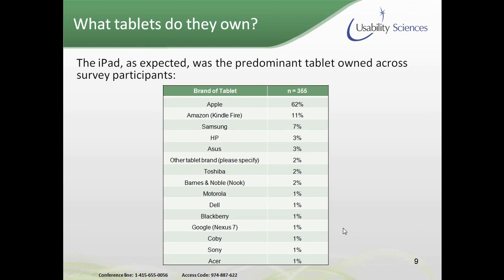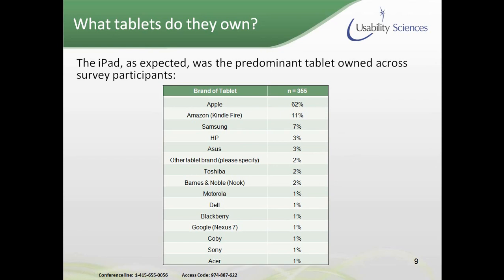The interesting thing here is that Google Nexus 7 has gotten lots of great reviews, but it is pretty new on the market, and that's why those numbers are kind of low. It'll be interesting to see where that tablet ends up as more and more people hear about it and take advantage of it. Another interesting metric here is that the Amazon Kindle Fire had 11% ownership, whereas the Nook, which many consider to be the direct competitor of the Kindle Fire, was only 2%. So Kindle Fire right now is, at least among our survey participants, winning that competition.